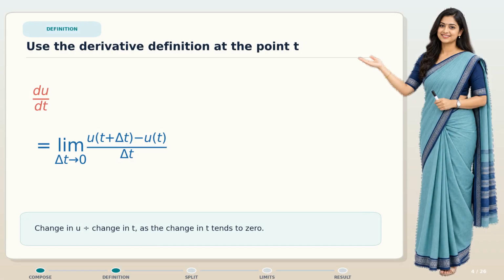By definition, du by dt at the point t is the limit, as delta t tends to 0, of u of t plus delta t minus u of t divided by delta t. The numerator is the change produced in u. The denominator is the small change made in t. The limit gives the change in u per unit change in t at that point.